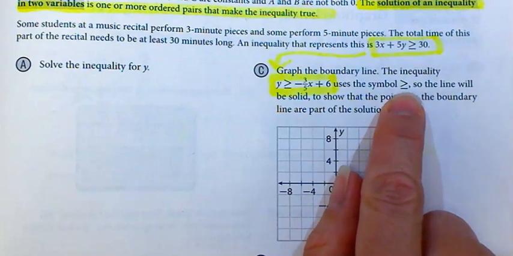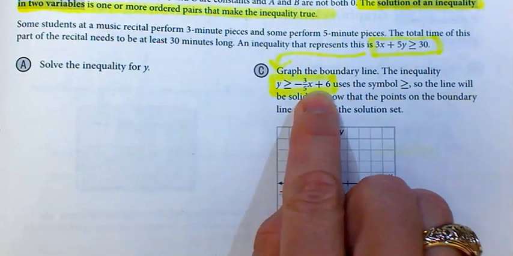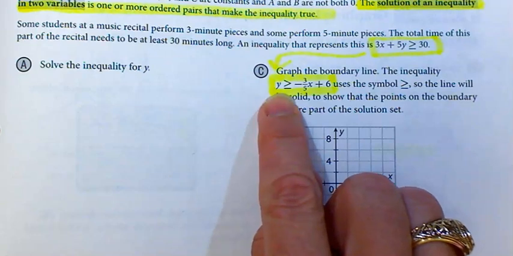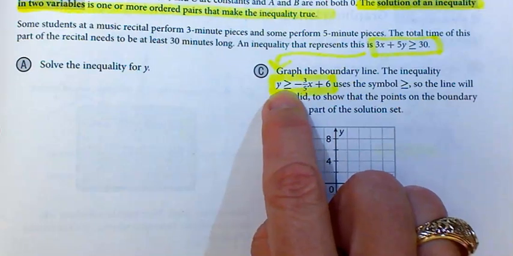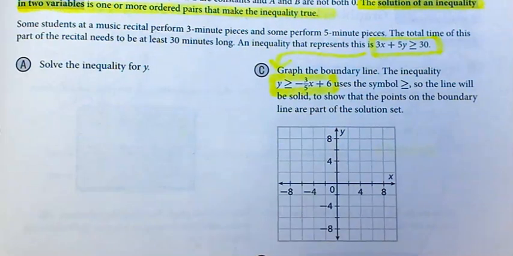is that if it's a greater than or equal to or a less than or equal to sign, when you draw the line, you will draw a solid line because points on the line will make this equation true because it says or equal to. If it's just a greater than or a less than sign, and there's no or equal to part, then the line that you plot should be dashed to indicate that the points on the line do not make the statement true.